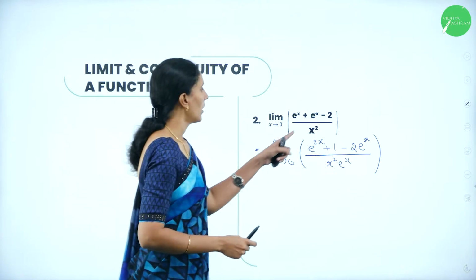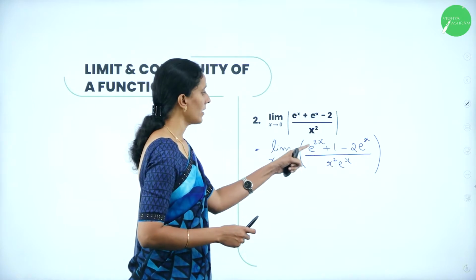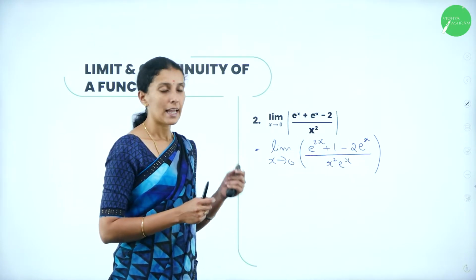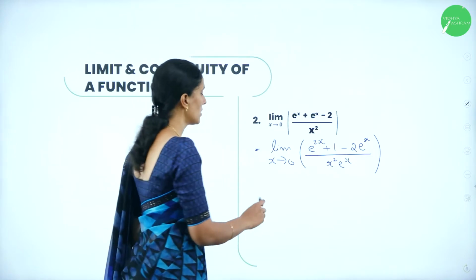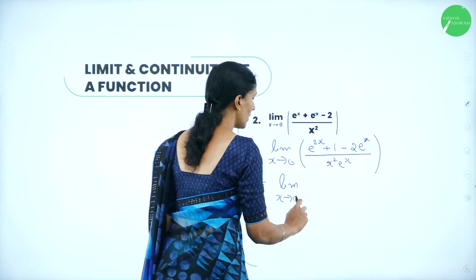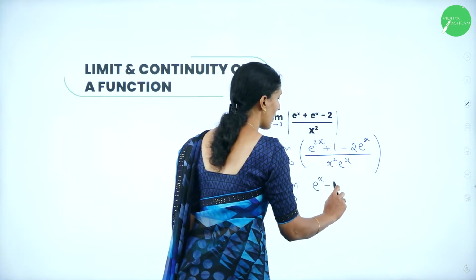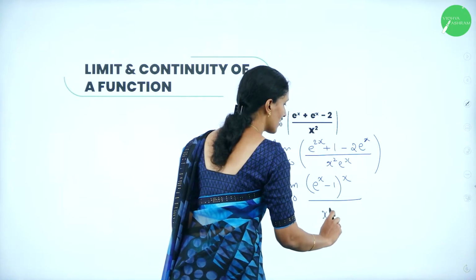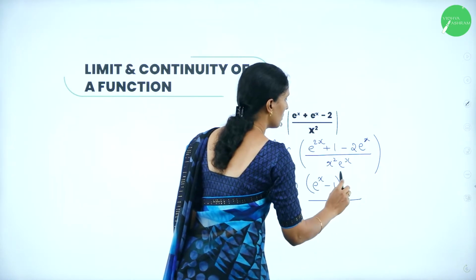Now this is of the form a square plus b square minus 2ab, which can be written as a minus b whole square. So I can write this as limit as x tends to 0 of e power x minus 1 whole square, and in the denominator I have x square. So this is a square now.